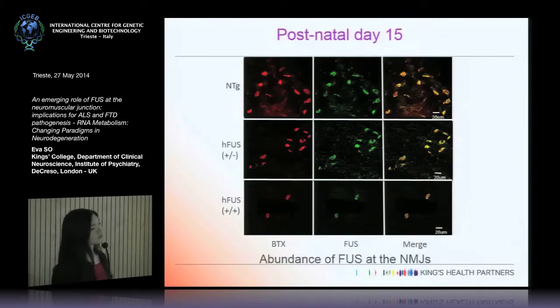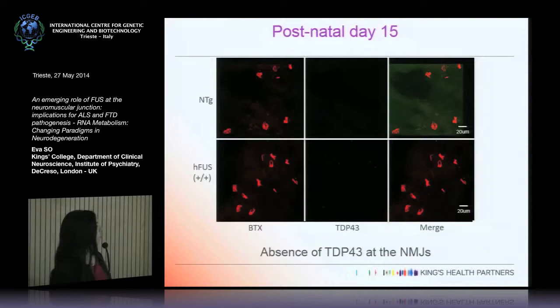So then I go on to look at 2 weeks old, postnatal day 15. And again, I found that FUS is still abundant in non-transgenic, hemizygous, and homozygous mice, as you can see here. And again, this shows us no TDP staining at all in the neuromuscular junction in these mice.